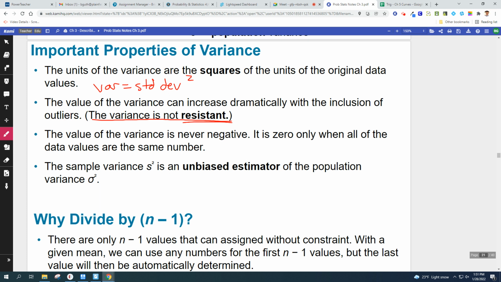The value of the variance is never negative. It is zero only when all the data values are the same number. The sample variance s squared is an unbiased estimator of the population variance sigma squared. So we'll talk about this term here in a second.